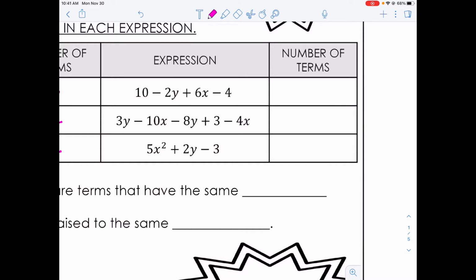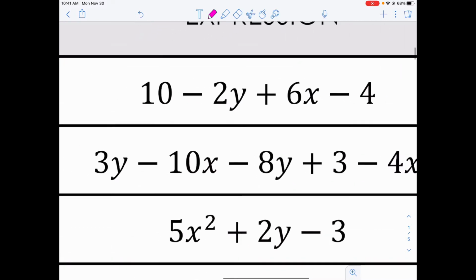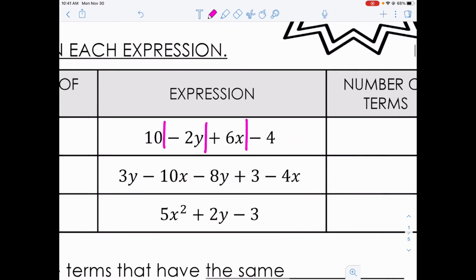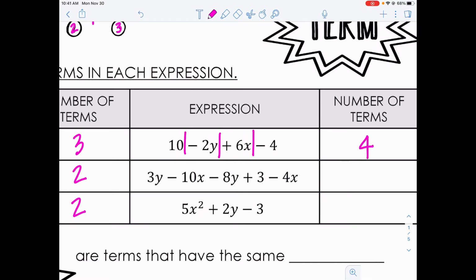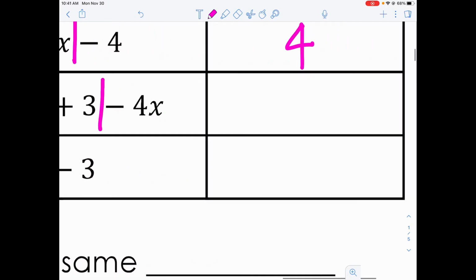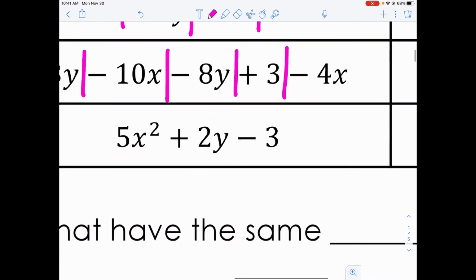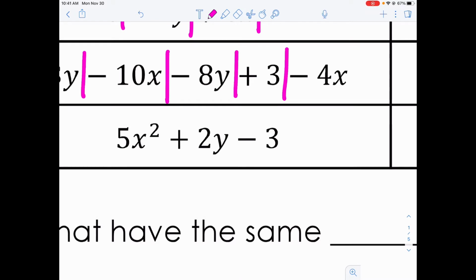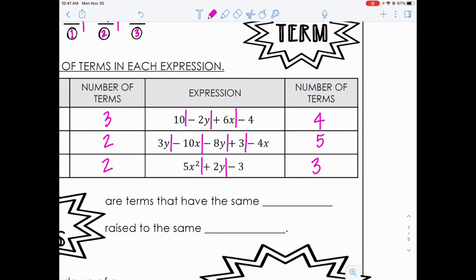Now that you've had a chance to do those 3 on your own, let's go over them. Looking at our first one, splitting it into our terms, I have 4 terms, so 4 is the number of terms. On my next one, going through looking for all of my pluses and minuses, putting lines in front of them, this one has 1, 2, 3, 4, 5 terms, so this expression has 5 terms. Last but not least, same thing. Go through looking for your pluses and your minuses. I see that this expression has 1, 2, 3 terms, so 3 is the number of terms.